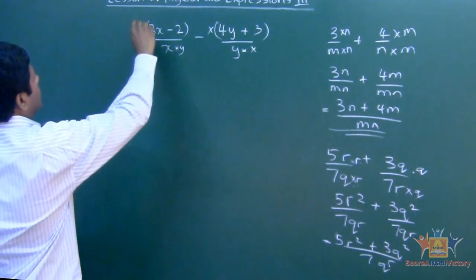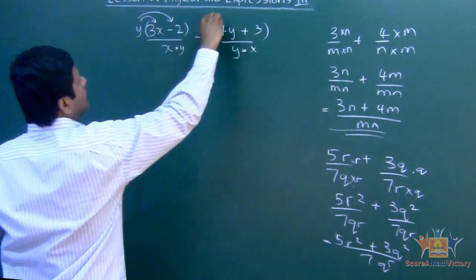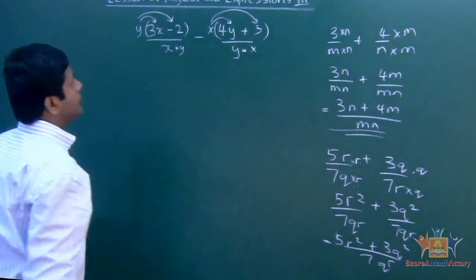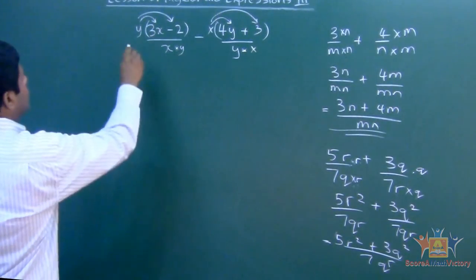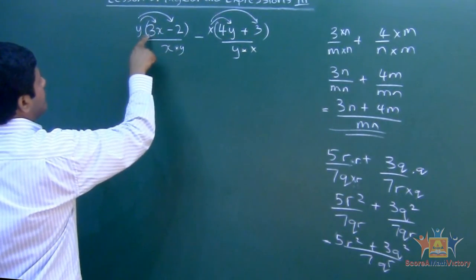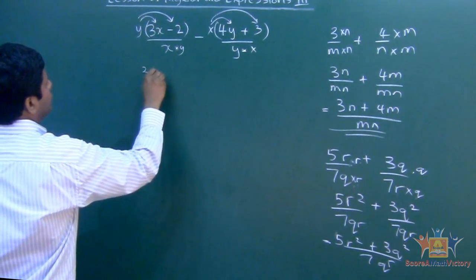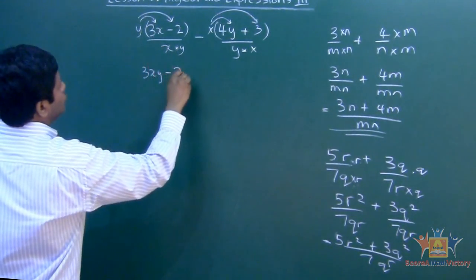Now you distribute. Okay? Expand. Using the shooting arrow method. Alright? So y times 3x gives me 3xy minus 2y.